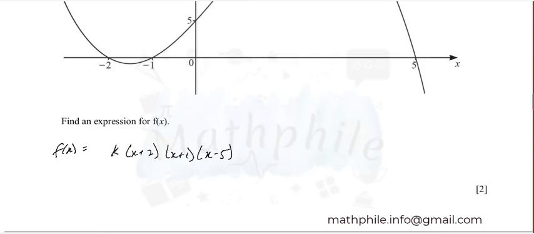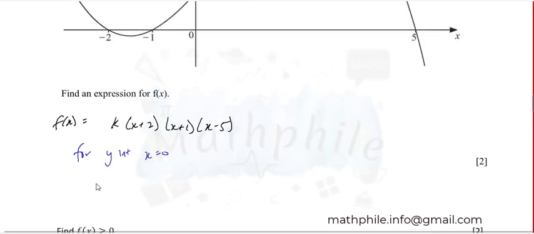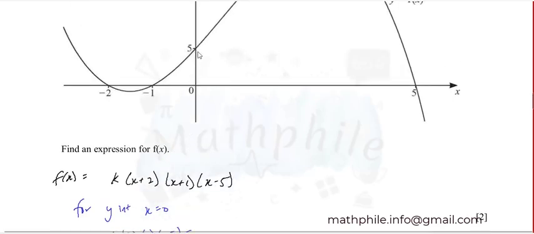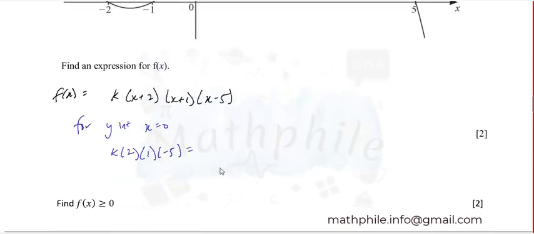Then we introduce our constant k. We then look out for the y-intercept. So for the y-intercept, we say that x equals 0. This then gives you y is equal to k times, 0 plus 2 is 2, 0 plus 1 is 1, and 0 minus 5 is negative 5. This equals the y-intercept. In this case, the y-intercept is 5. So let's do some simplification. This will be negative 10k is equal to 5, then k should be equal to negative 1 over 2.